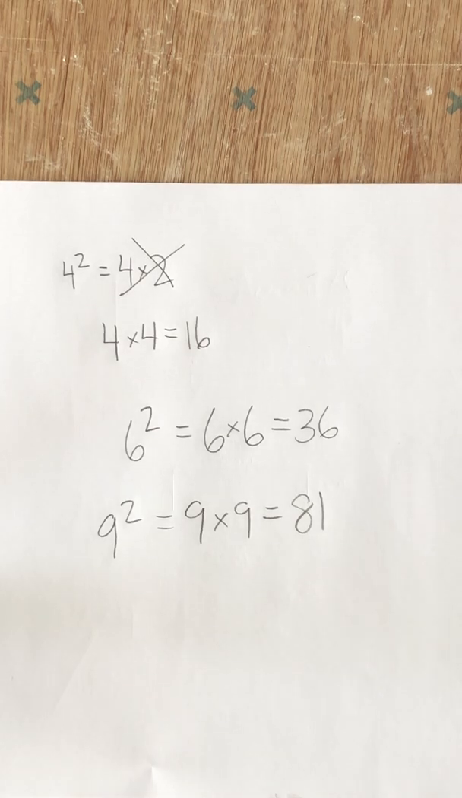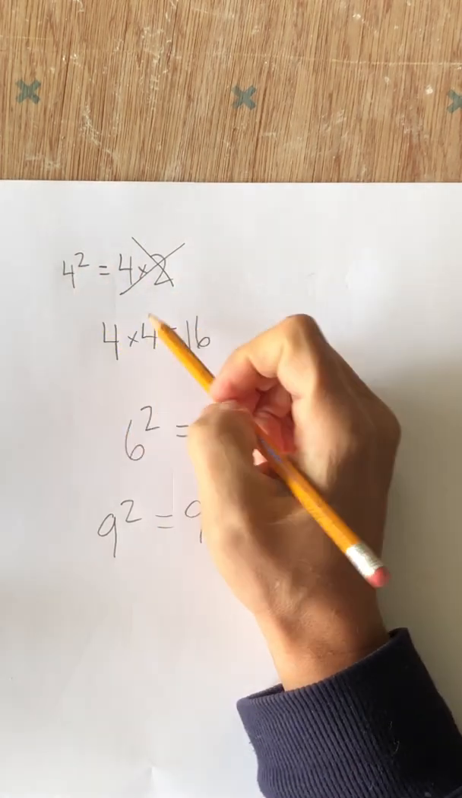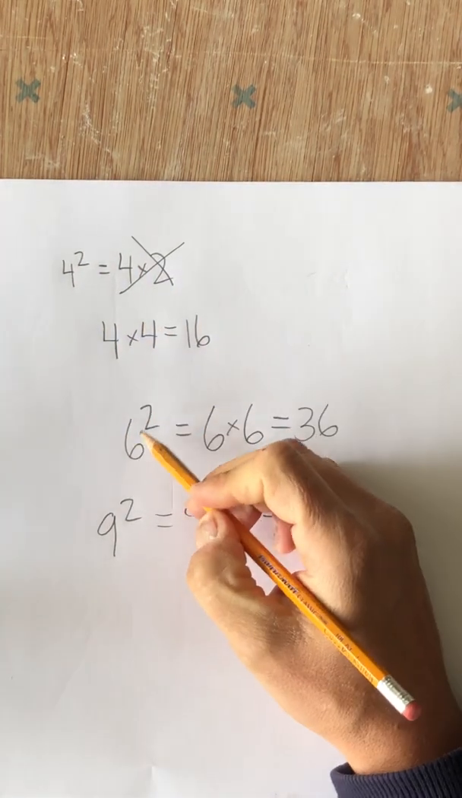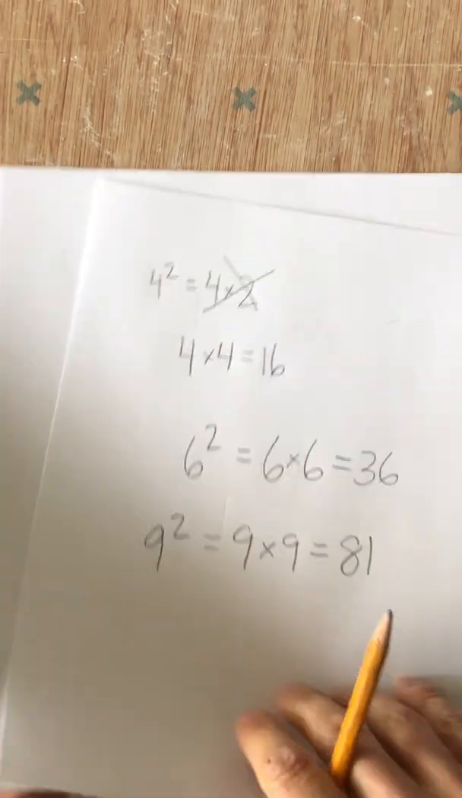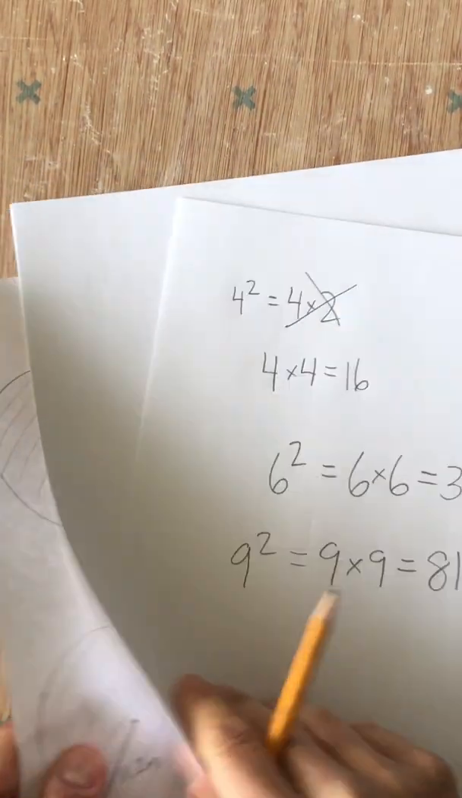So we'll continue to do examples of this, and hopefully it will become clear as we do examples. But just be careful, when we're squaring a number, it means we're multiplying it by itself, not multiplying it by 2. Okay, so we'll come back to our problems here.